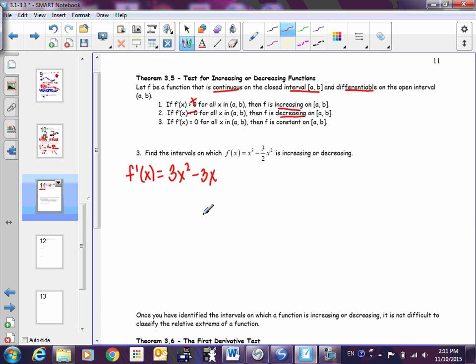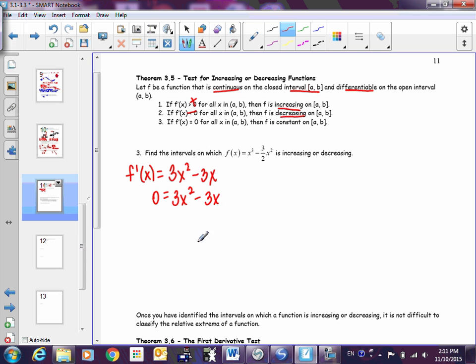But we'll start off with an easy one. 3x squared minus 3x. So you want to know your critical numbers, just like how we did before. That would be where f prime is 0 or undefined. Is 3x squared minus 3x undefined anywhere? Nope. We can set it equal to 0.